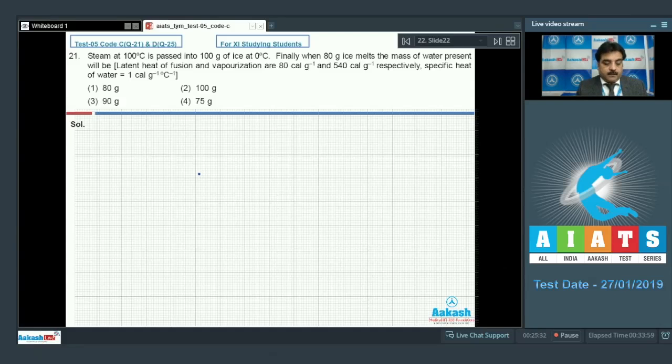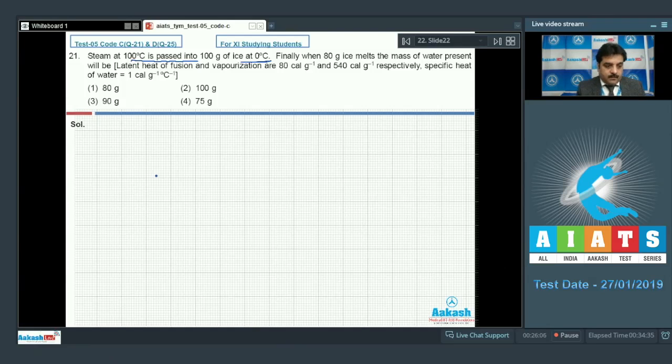In question number 21, steam at 100 degrees centigrade is passed into 100 gram of ice at 0 degrees centigrade. Finally, when 80 gram of ice melts, the mass of water present will be. So I need the mass of water present, and the given data are latent heat of fusion and vaporization, 80 calorie and 540 calorie respectively. Heat of fusion 80, vaporization 540.